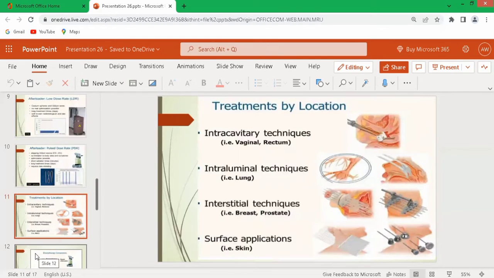Treatment by location. There are some parts of the body: intracavitary technique, intraluminal technique, interstitial technique, surface applications, and breast. There are some important cancers like eye cancer, breast cancer, neck cancer, and head cancer that use the treatment of brachytherapy.